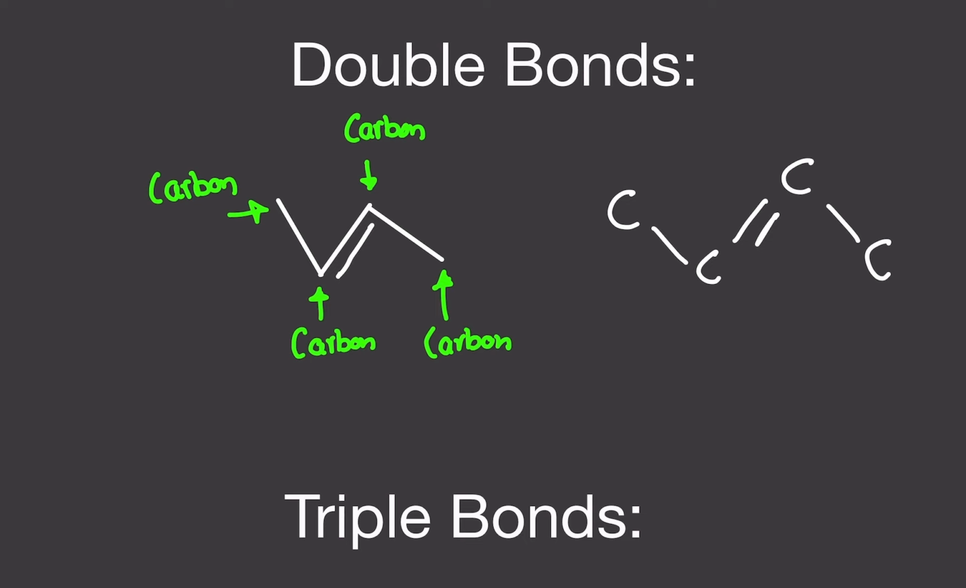If it helps, you can actually label them too. You can actually number them. This is carbon number 1, this is carbon number 2, this is carbon number 3, this is carbon number 4. So we do the exact same thing. 1, 2, 3, 4. And there's a double bond between 2 and 3, and we do have 1, 2, and 3 of a double bond.